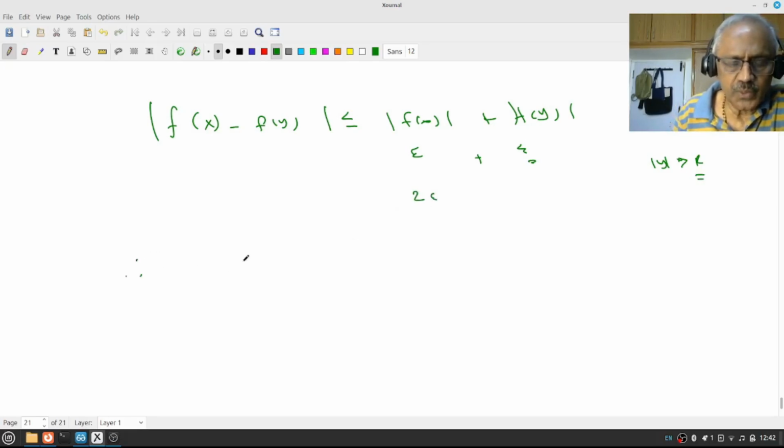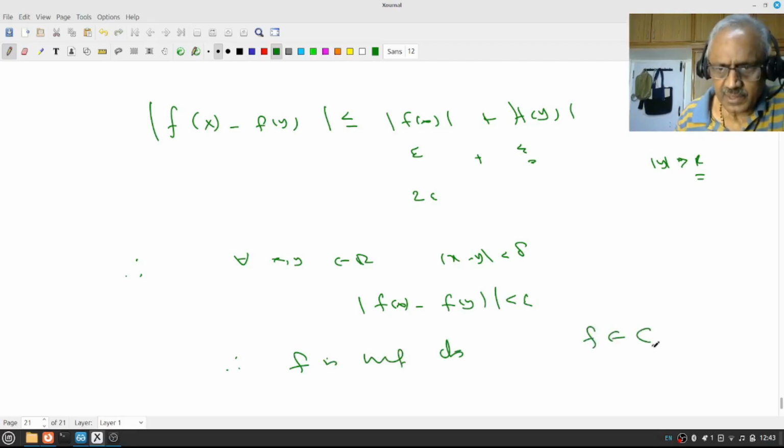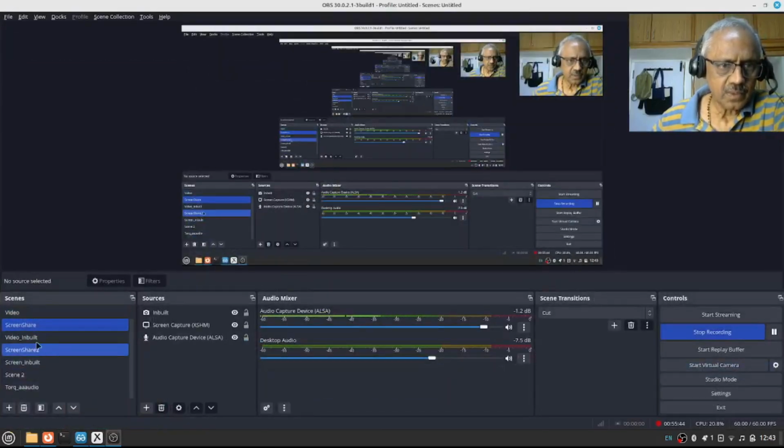So we have proved that for all x and y in R, if |x − y| is less than delta, then |f(x) − f(y)| is less than epsilon. Therefore, f is uniformly continuous. What is f? f is a continuous function vanishing at infinity. So go through the proof.